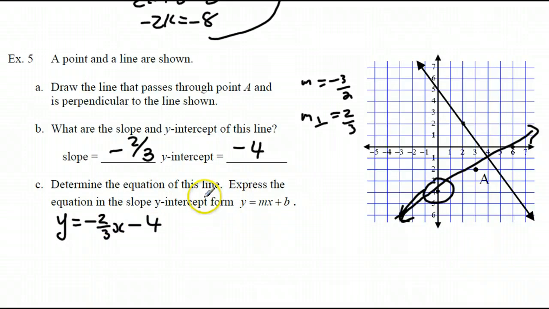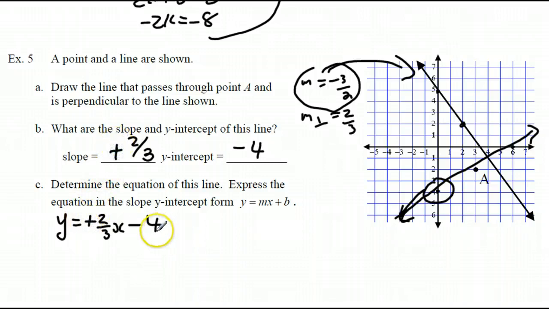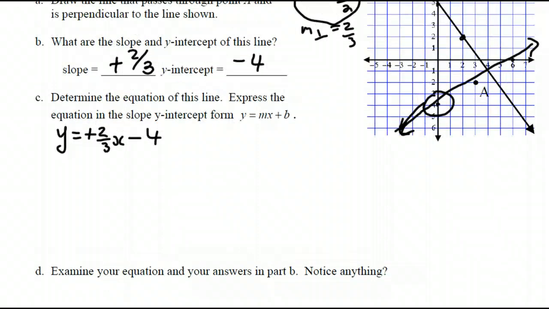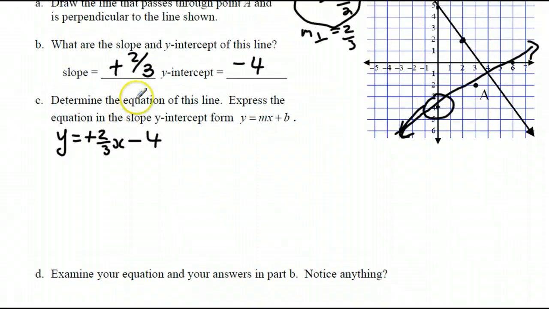Determine the equation of this line. I don't really know that we would determine so much as we would state. I guess the determining is that we're showing that the slope of this line is negative 3/2, and the slope, oops, that's a positive 2/3. Positive 2/3 x minus 4. Examine your equation and answers in part B. Do you notice anything? Oh, that the slope and the y-intercept are the slope and the y-intercept?